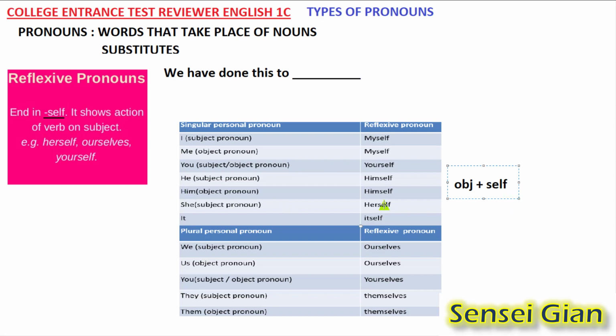Him, her, it, so those are objective pronouns. Our, your, except for myself. So these are objective pronouns except for myself. So we have done this to ourselves. So those are reflexive pronouns.